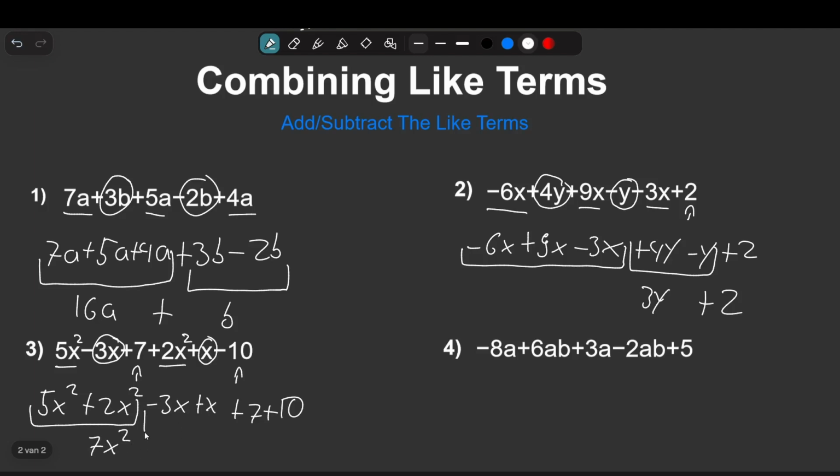Now we're going to go over to our minus 3x plus x. This will give us minus 2x. And now, of course, for our last one, we have 7 plus 10. Oh, I mean 7 minus 10. I made a little mistake here, guys. My bad. Right here, this should be a minus. So we have 7 minus 10, and this will give us minus 3. So this will be our final simplified expression: 7x squared minus 2x minus 3.